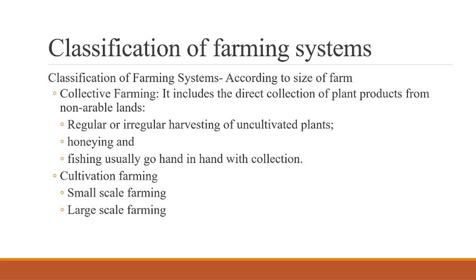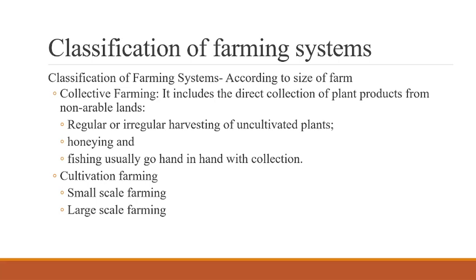Collective farming does not determine the size of the farm and includes the direct collection of plant products from non-arable lands, regular or irregular harvesting of uncultivated plants like the collection of honey, fishing, and mushroom. Although nowadays people are commercializing fish farming as well as mushroom production, to some extent they usually go hand in hand with collection. In cultivation farming, we are talking of small scale farming and large scale farming.